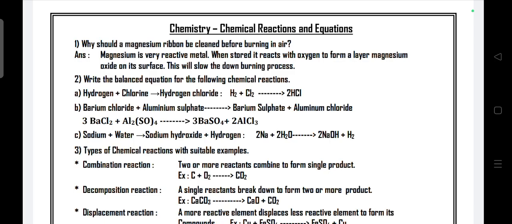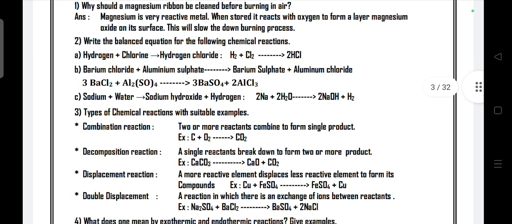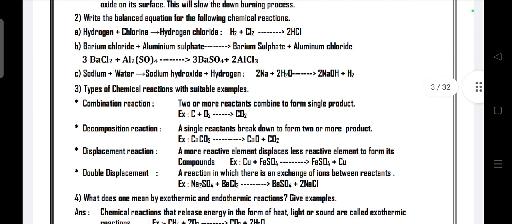So let's get started. First is chemical reactions and equations from the chapter. Why should magnesium ribbon be cleaned before burning in air? Write the balanced equation for the following equations. These are all the important questions with answers.